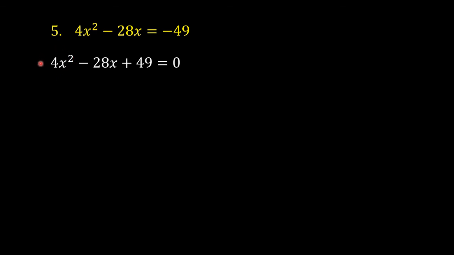We can see that we can extract the square root of the first term. The square root of 4x squared is 2x, and we can extract the square root of 49. It is 7. 2x times 7 is 14x. 14x times 2 is 28x. So we can apply factoring perfect square trinomials. So the square root of 4x squared is 2x. The square root of 49 is 7. So we have (2x minus 7) squared.